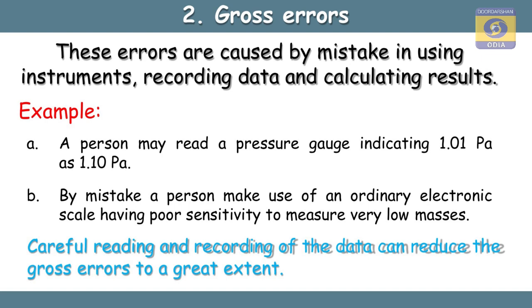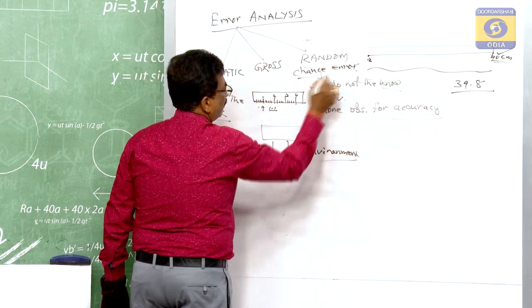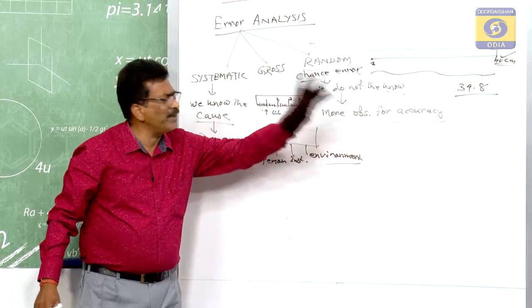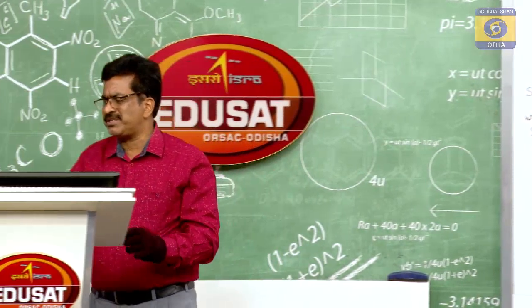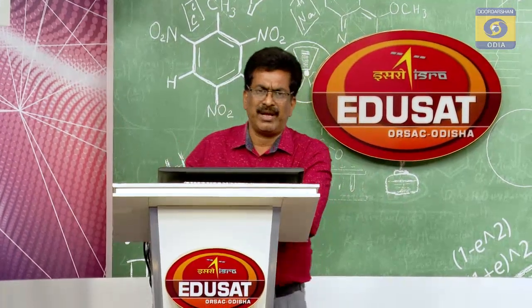Next is the random error. These errors are due to unknown causes. As I said, for random error we do not know the cause due to which it happens, and it is sometimes termed a chance error. To reduce it, we have to make more accurate measurements, and it can be reduced by using more statistical operations. That is known as random error.